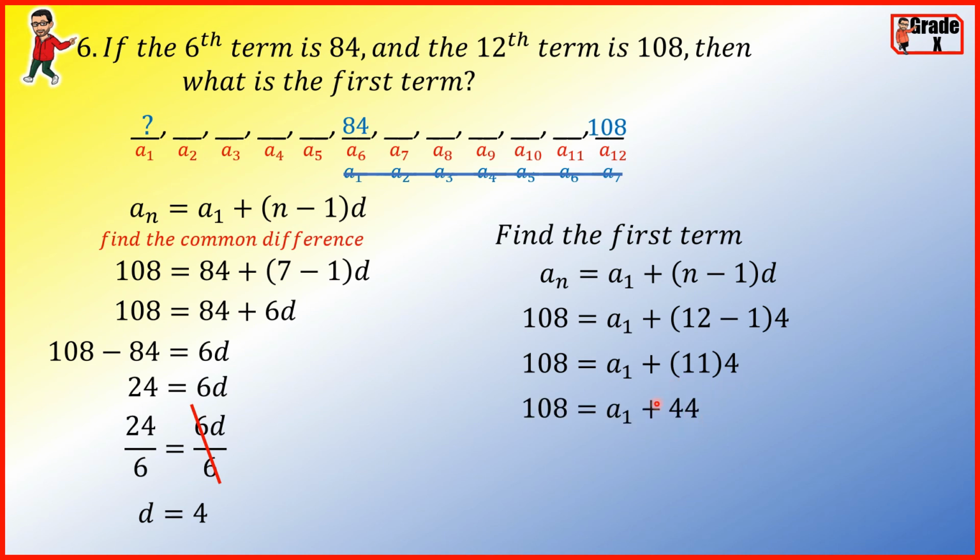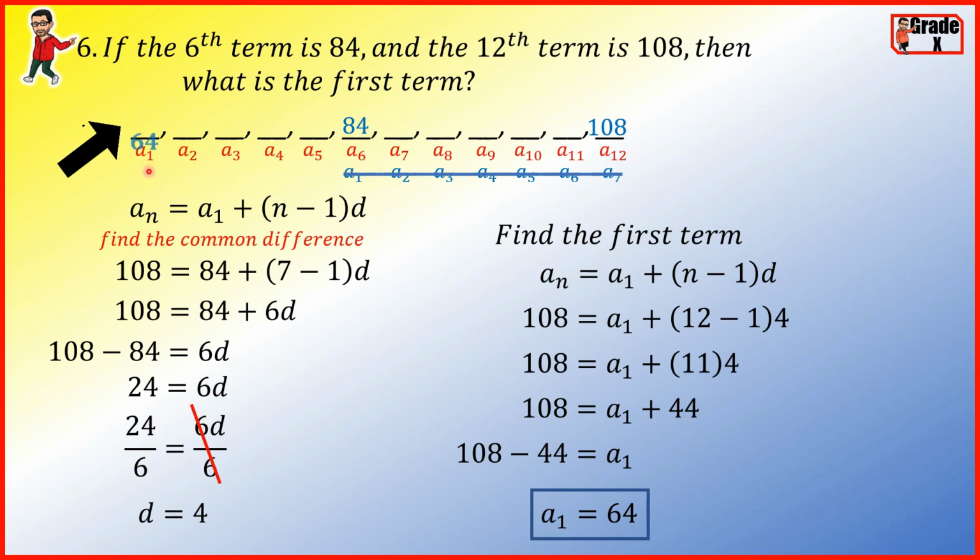Then ililipat natin itong 44 sa kabila. So ito ay magiging negative. So 108 minus 44 is equal to a sub 1. Pag kinuha natin yung difference nito, this is equal to 64. So therefore, the first term is 64. So ito na yung ating first term.